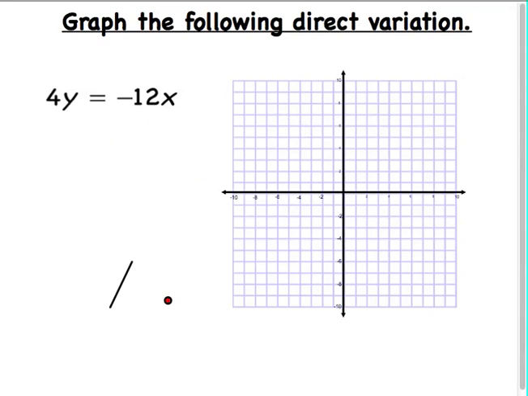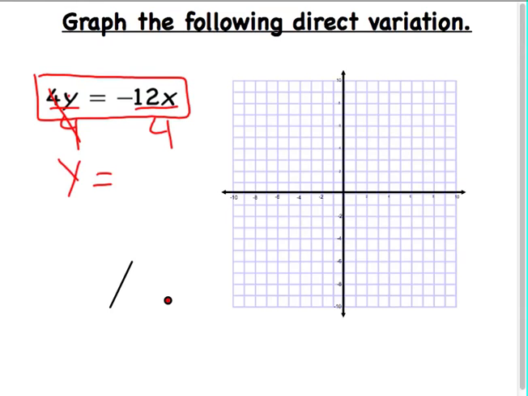Let's graph these real quick. Does this look like a form that we would graph from? No, not at all. What's in our way? The 4 next to the y is annoying. Let's get rid of it. Why are you dividing it? Why don't you just subtract it? Well, this is 4 times y, so the opposite of multiplication is division. Right, we've got to remember inverse operations here. 12 over 4 is 3, so it's -3x.